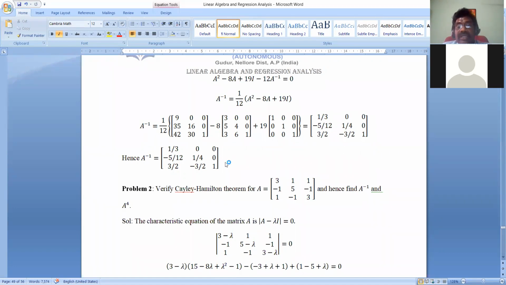Is there any doubt in this concept? Anyone having doubt in this concept?